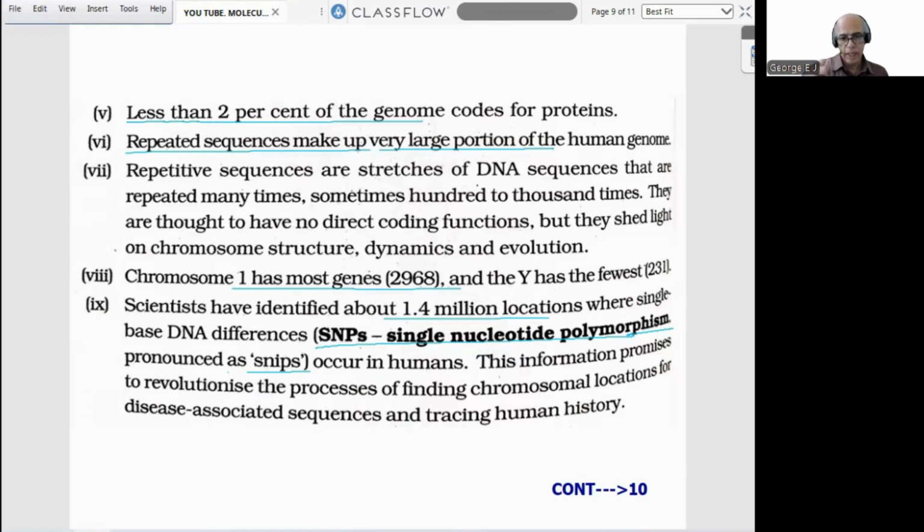Now, chromosome 1, another repeated question. Chromosome 1 has the most genes, 2968, and Y has the fewest, 231. Scientists have identified about 1.4 million locations where single base DNA differences occur in humans, that is important data. They are called SNPs, single nucleotide polymorphisms, pronounced as SNPs. This information promises to revolutionize the process of finding chromosomal locations for disease-associated sequences and tracing human history. See the important SNPs. Now, next page.